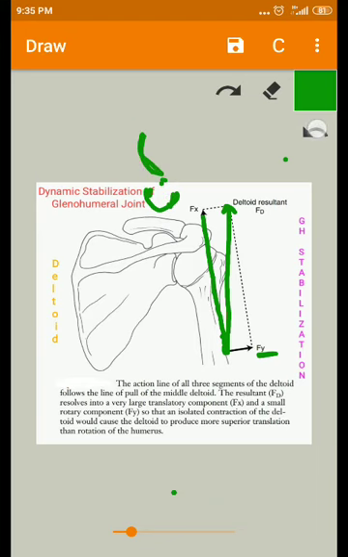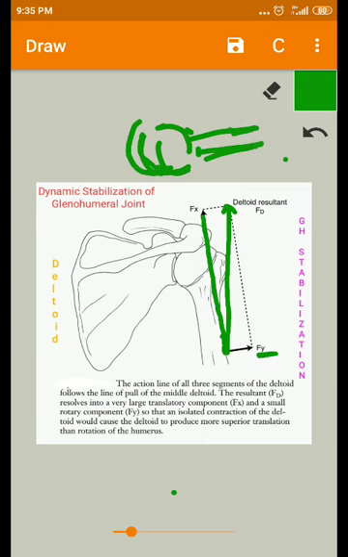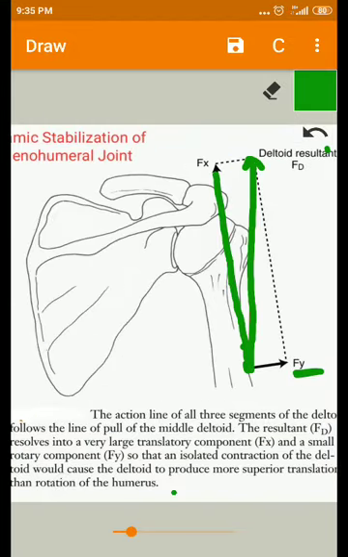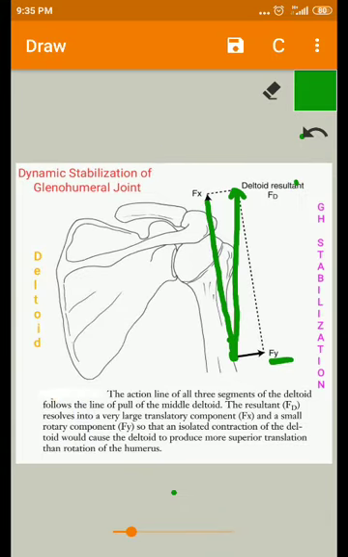If you take 90 degrees of abduction of the shoulder, then the head of the humerus and the glenoid fossa are in line. But when the arm is at the side, the glenoid fossa and the humeral head are not in line. Have you observed this? So the translatory force, which is greater than the rotatory component and parallel to the long axis of the shaft of the humerus, does not give any compressive effect.